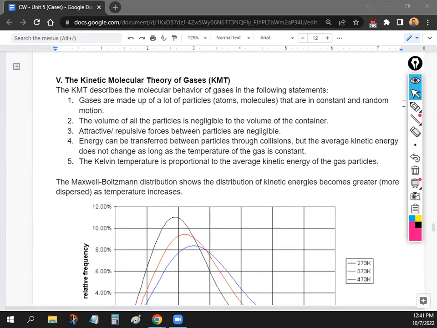So first, gases are made out of a lot of different particles. If you have a sample of gas, it's made out of gas molecules. There's a lot of them. And the gas molecules are constantly moving, flying around in basically random motion. They're just flying around all over the place. We talked about ideal gases, how the volume of the gas molecules themselves is pretty negligible. The gas molecules are very small compared to the volume that they take up. They don't really interact with each other. Energy can be transferred through the collisions, but the average kinetic energy is dependent on the temperature.